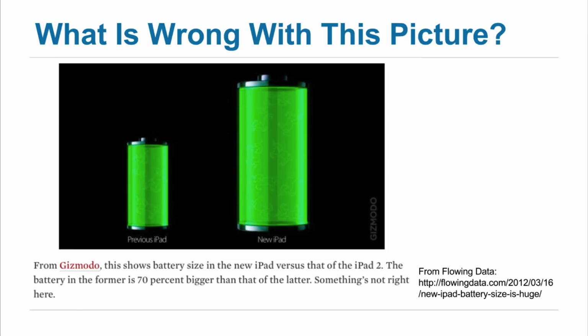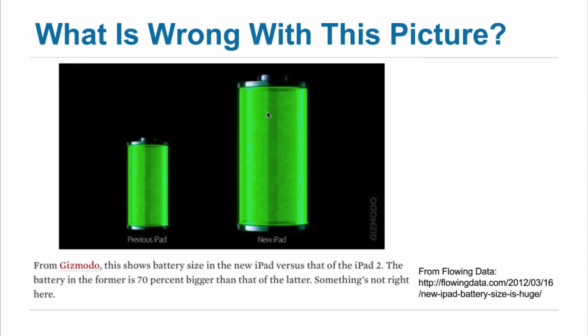Here's a visualization we found from the visualization website called Flowing Data, and it describes a graphic representing the change in battery size from an old iPad to a new one. And the numerical data is that the new battery is supposed to be 70% bigger than the old one. And the text says, something's not right here. And indeed, something does feel a bit off when you look carefully.